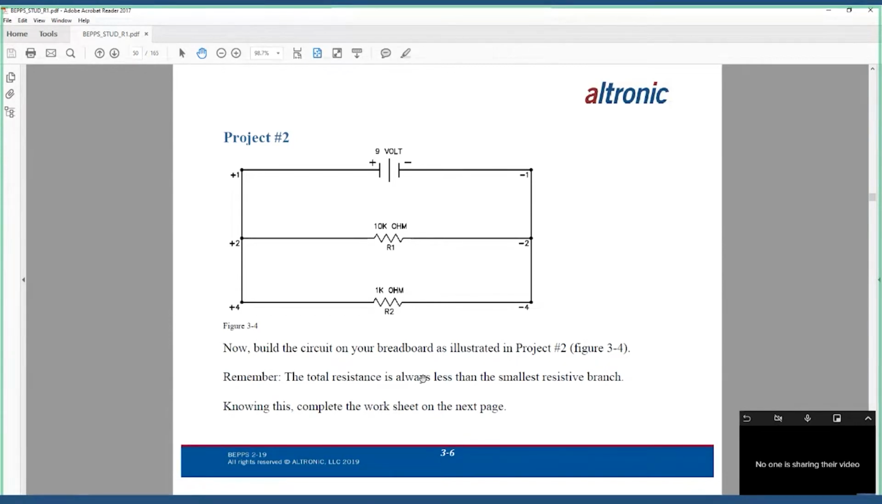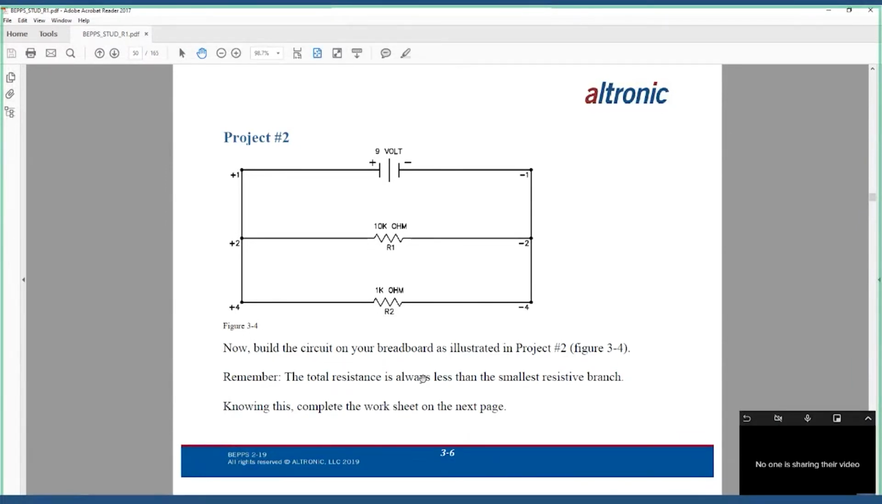Lester, have you worked out what the total resistance is yet? 909 ohms. Agreed. Just enough time to get the same thing. Yeah, that's what I got as well. Yeah, 909, is that what you said, Lester? 909, correct. Yeah, okay, that's what I got. So the total resistance is 909.